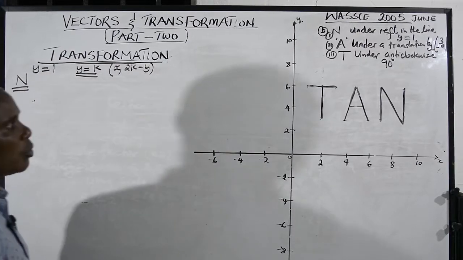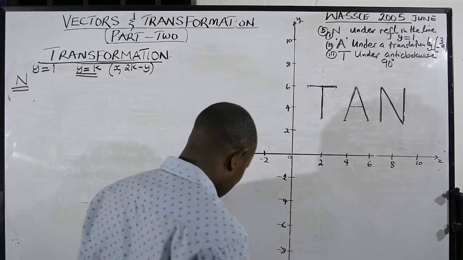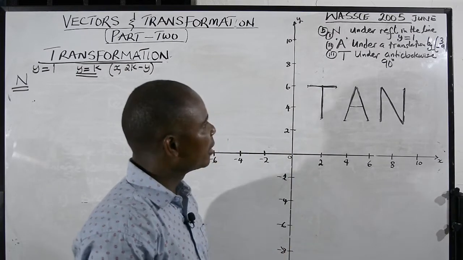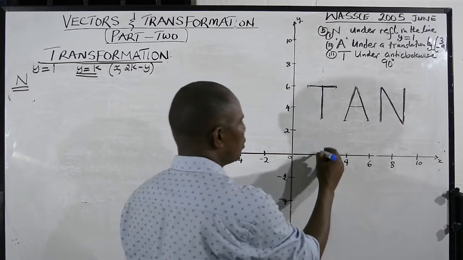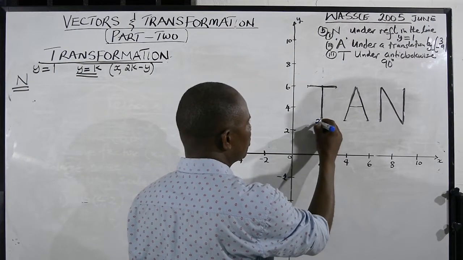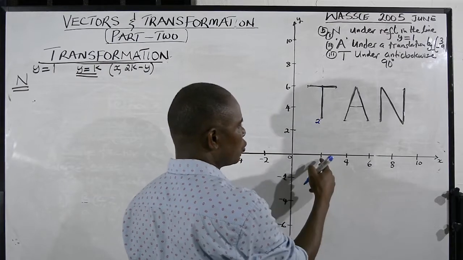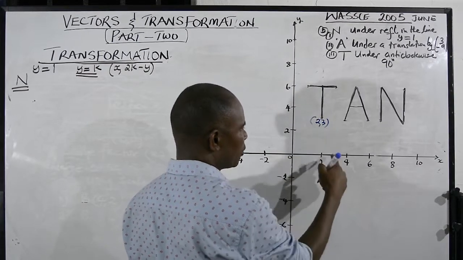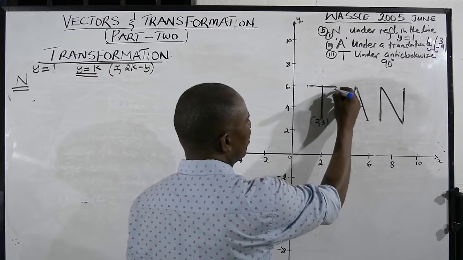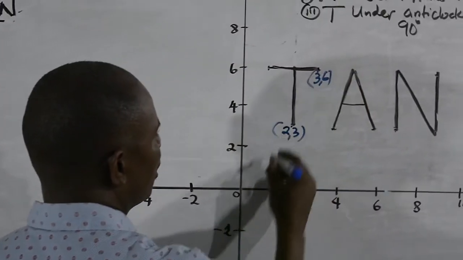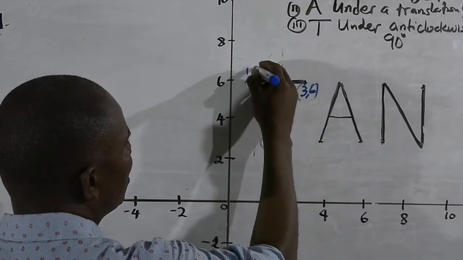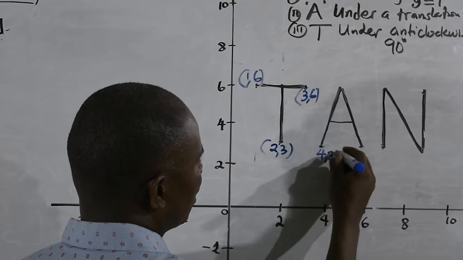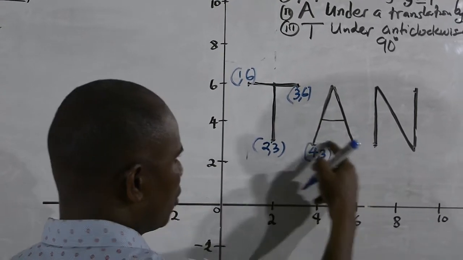You must also be ready to take the coordinates from the diagram, so I read the points there. This tip of the T was drawn from the coordinates 2, 3. This is 3, 6. And here it is 1, 6. You must be able to get that. And A is 4, 3. First, this is 6, 3.